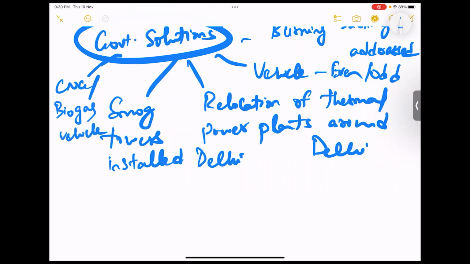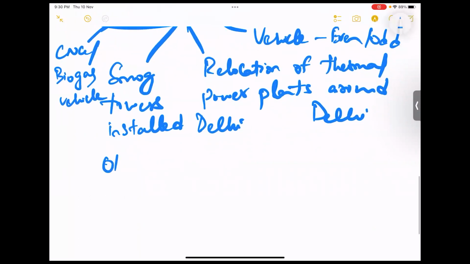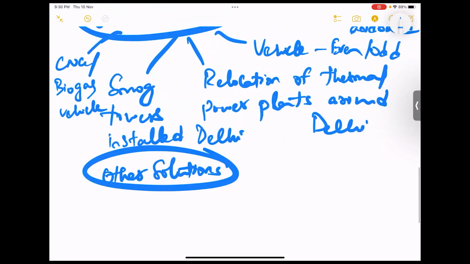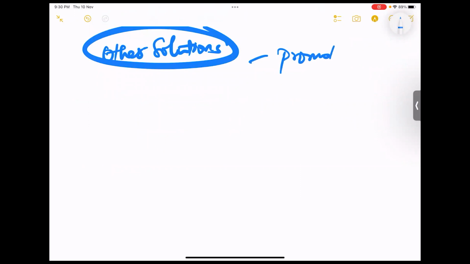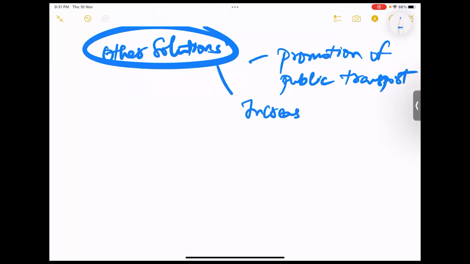And then other solutions, you give your own solutions here. What are the other solutions? Promotion of public transport. Delhi is having very good public transport. So the government should promote public transport. Of course, they are doing it. They have to do it more aggressively. Okay. Increase of green cover. So this particular dimension, we have not seen much in focus in news. Increase of green cover, or the urban forestry, you can call.